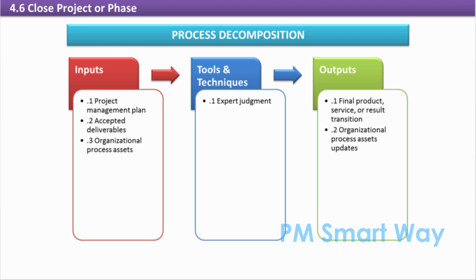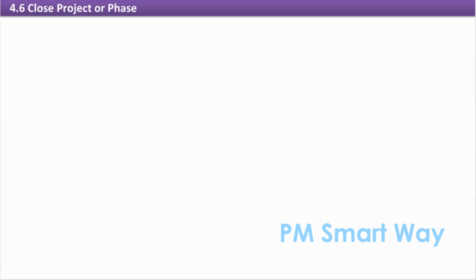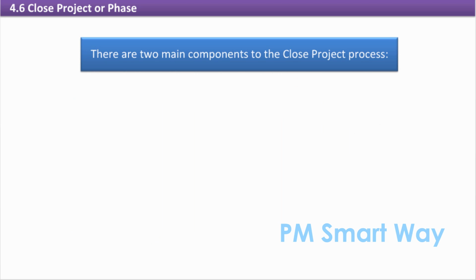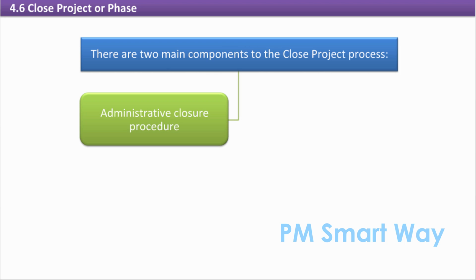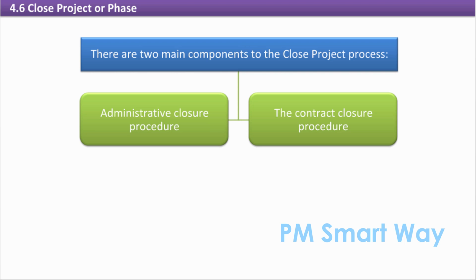When a project is terminated, the project performance and deliverables are evaluated up to that point in time. The deliverables as they stand at termination are compared against where they were expected to be. It's also important to document the reasons the project was terminated, as these contribute to the knowledge base for future projects. There are two main components to the close project process: an administrative closure procedure and the contract closure procedure.